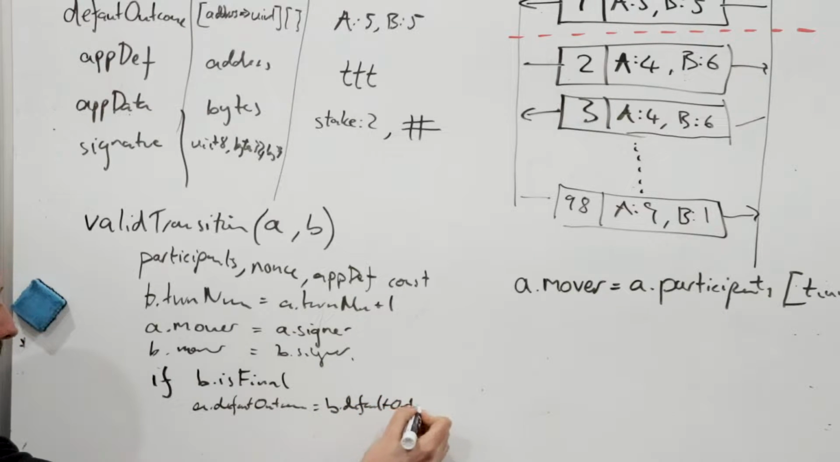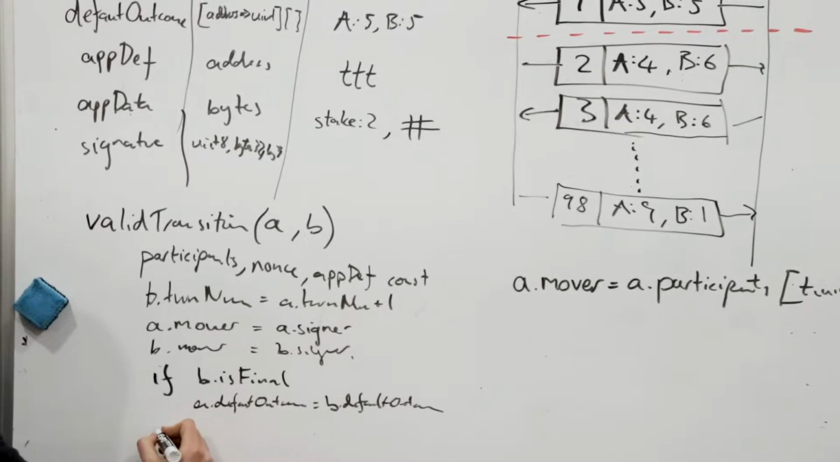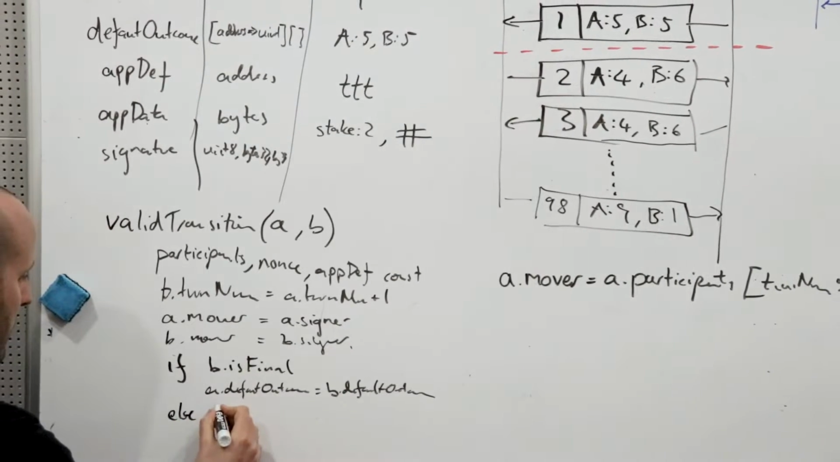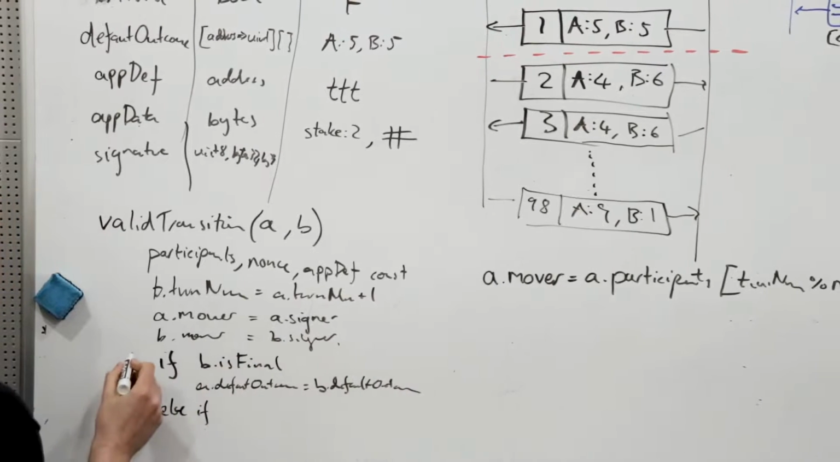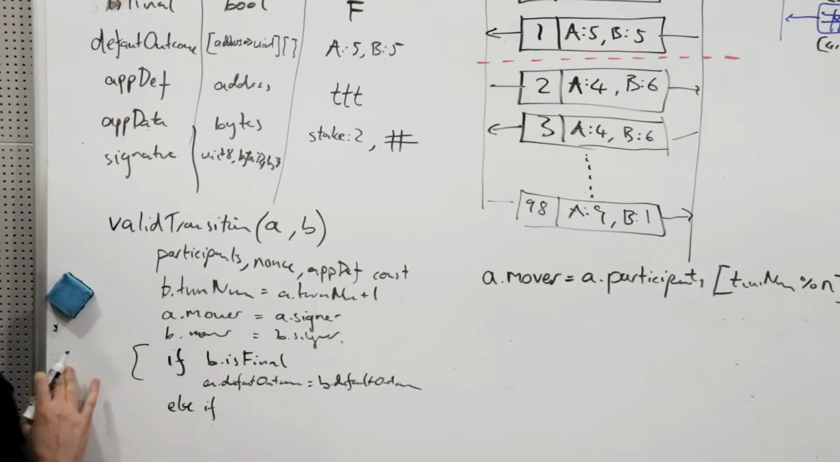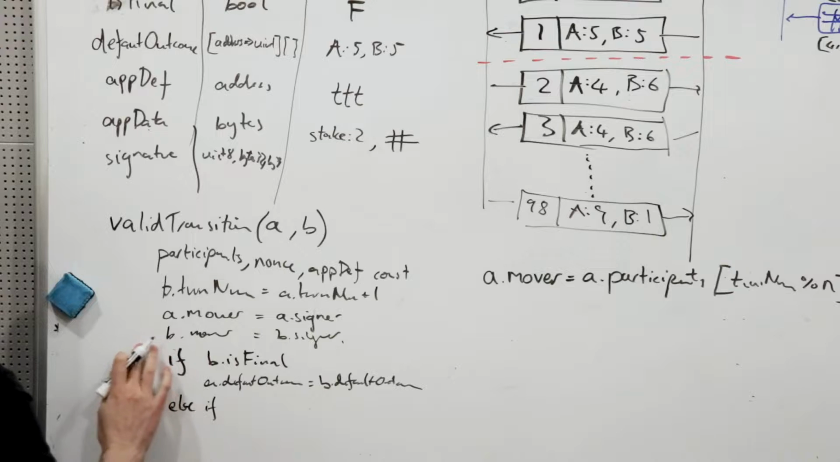And I haven't talked about its final yet, but we can come on to that in a minute. Yep. It's basically the collaborative close. Default outcome is the same. Let me just, so I think that's all you need. Else, so this is like the conclusion step of the channel. Like this is the end game of the channel, is this little bit here.